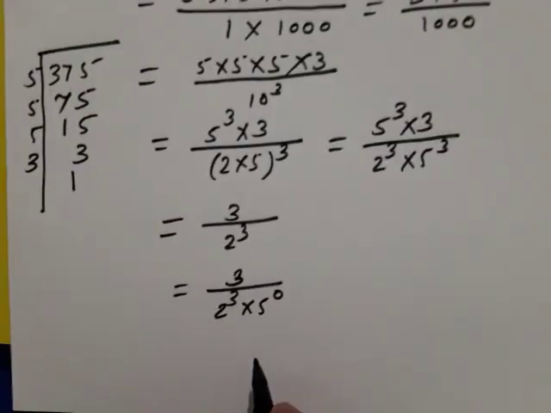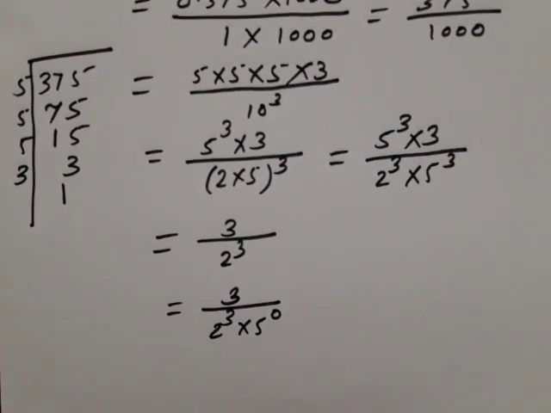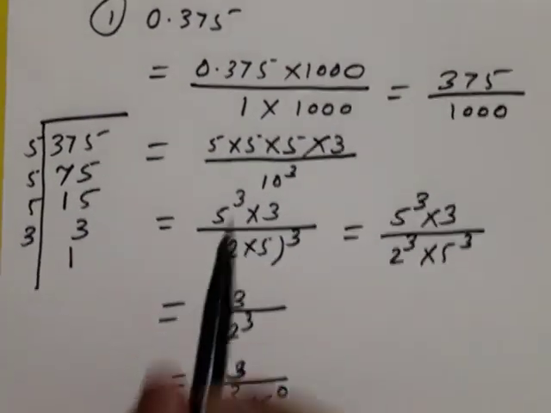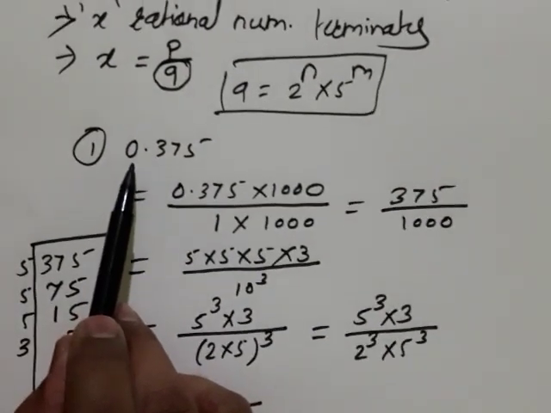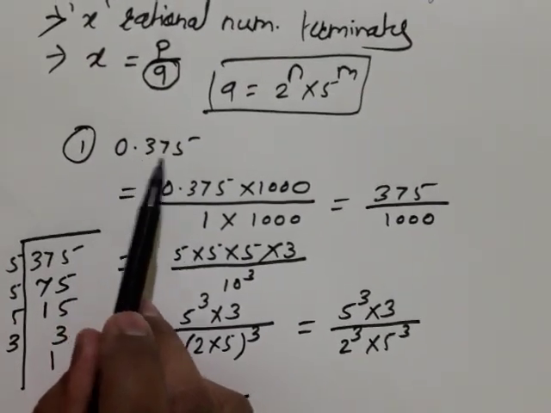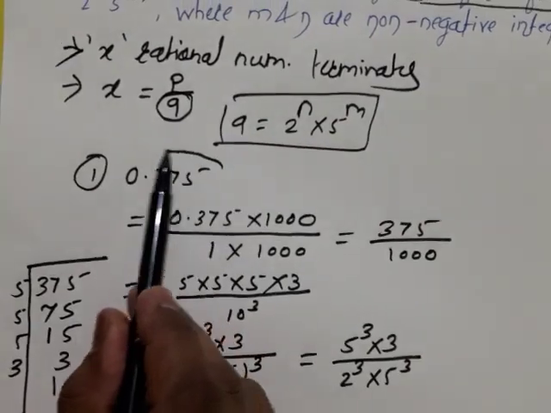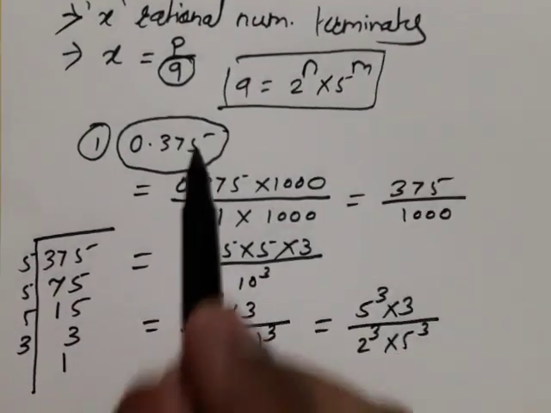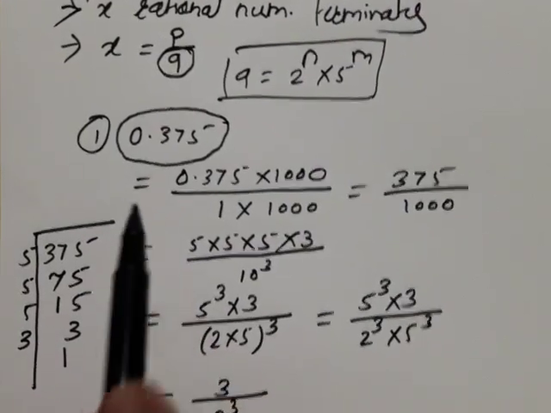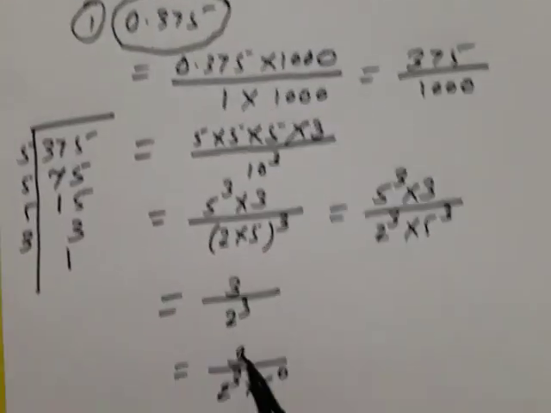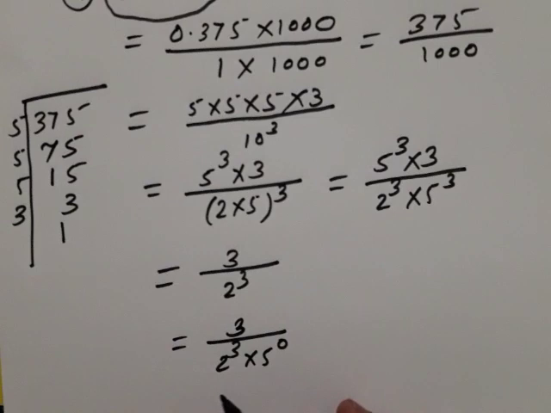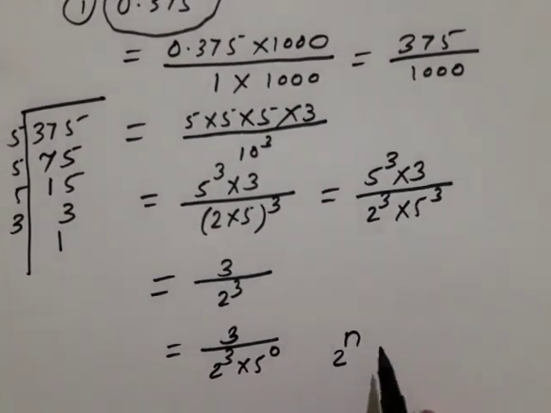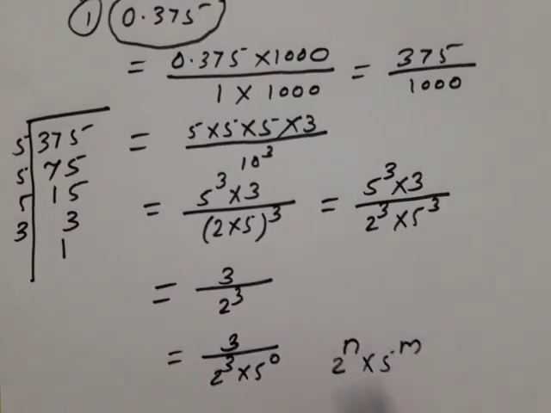2 raised to 3 into 5 raised to 0, 5 raised to 0 यानी कि क्या आएगा? 1 आएगा. Do you understand? 5 raised to 0 यानी कि 1 आएगा. Means here if you will see carefully, then you will come to know that 0.375 here the decimal expansion is going to terminate. When it is going to terminate, then that number we can express in which form? P upon Q, and Q is written in which form? 2 raised to n into 5 raised to m.